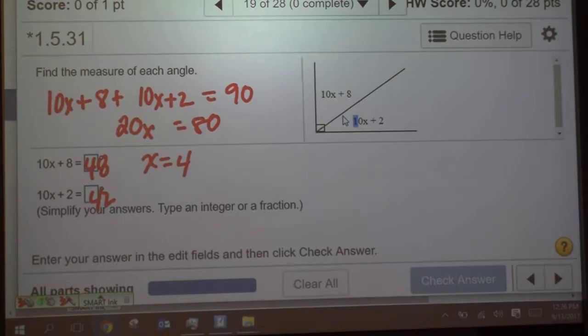I think that's it for that question. Make sure you pay attention down here: type an integer or a fraction. So they're basically telling you not to use decimals. If you had found something like 4.5, they want you to write that as 9 over 2. Okay, can we do 20?